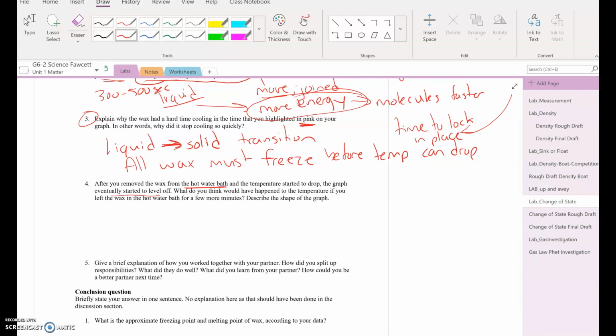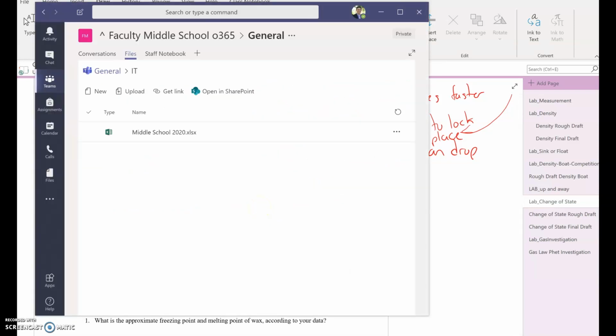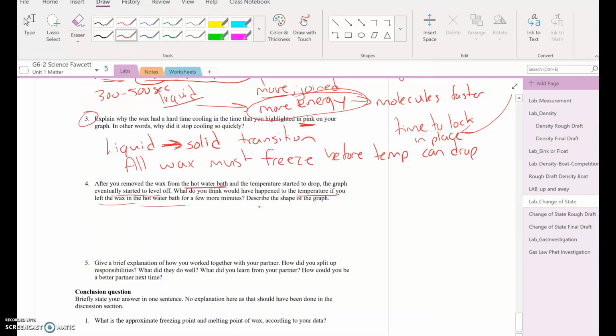What question 4 is asking is what you think would have happened to the temperature if you had left it in the hot water bath for a few more minutes. So one thing to keep in mind about this is the boiling point of water, which is 100 degrees Celsius. And that should tell us that the highest temperature that we could have liquid water is 100 degrees Celsius. So that water that was boiling couldn't have been any hotter than 100 degrees Celsius.